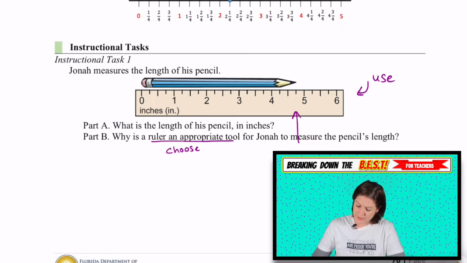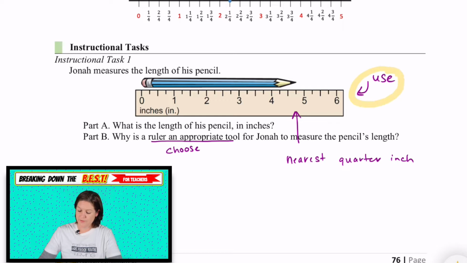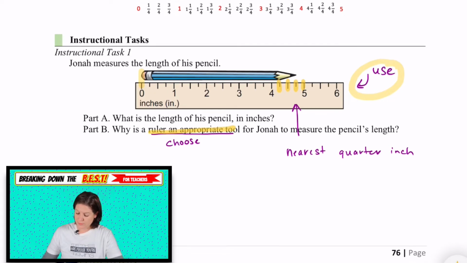So this is the using part of the standard, using a ruler here, making sure we're lining up with that 0 mark. And then here you can see that this ruler has already been separated into 4ths, but on a regular typical ruler, students need to be also able to identify where that 4th location would be. Using the ruler and also explaining why the ruler is an appropriate tool to measure this pencil.